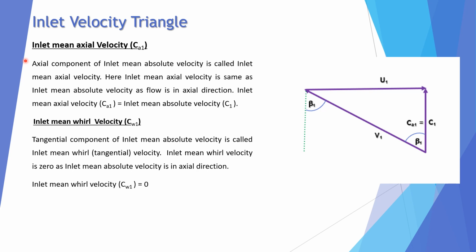Inlet mean axial velocity ca1: axial component of inlet mean absolute velocity is called the inlet mean axial velocity. Here inlet mean axial velocity is the same as inlet mean absolute velocity, that is ca1 is equal to c1, as flow is in the axial direction. Inlet mean whirl velocity cw1: tangential component of inlet mean absolute velocity is called the inlet mean whirl or tangential velocity. Inlet mean whirl velocity is 0 as inlet mean absolute velocity is in axial direction. So cw1 is 0.